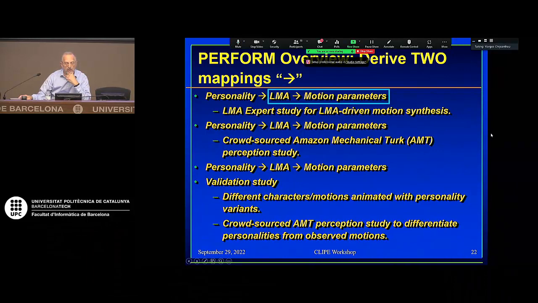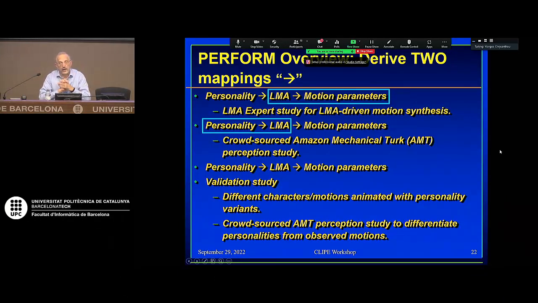So the first thing we do is we use experts to derive a mapping from the LMA set of parameters into motions. And here we actually used experts. They sat at a user interface for hours on end and derived these expert mappings because they understood what they were looking at. So that's where we necessarily needed experts.